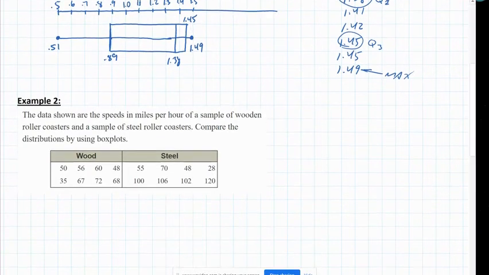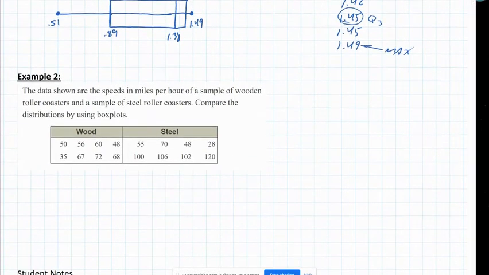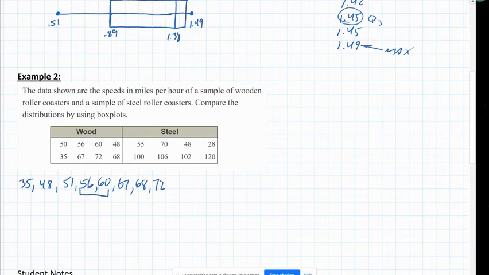It's very spread out below the median for this data set and very compact above the median. Okay, so for example 2, we're going to use box plots to compare two different data sets. And so if I put all the wood items in order: 35, 48, 51, 56, 60, 67, 68, and 72. 1, 2, 3, 4, 5, 6, 7, 8 items. And so the median is going to be the average of 56 and 60. So that's going to be 58.